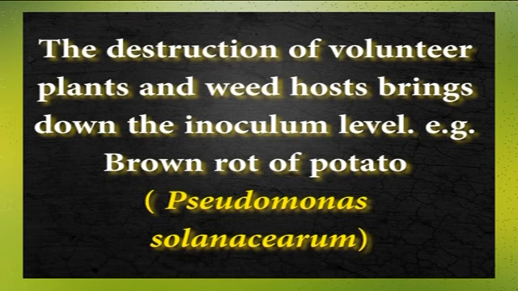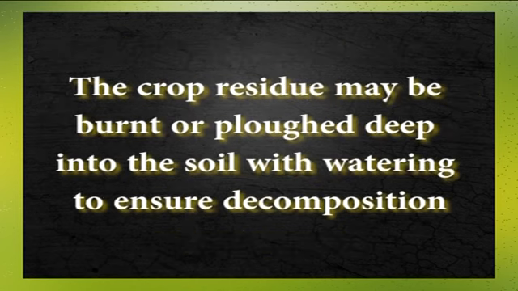Example, brown rot of potato caused by Pseudomonas solanacearum. Fourth, the crop residue may be burnt or ploughed deep into the soil with watering to ensure decomposition, which is helpful for the pathogens which cannot live saprophytically in the soil. Example, bacterial blight of cotton caused by Xanthomonas campestris pathovar malvacearum.